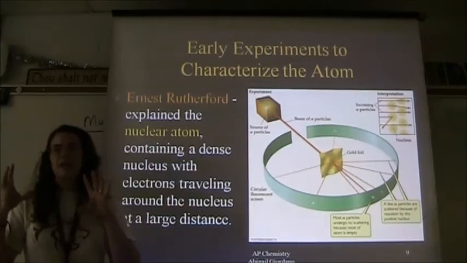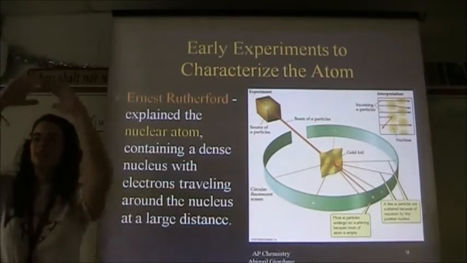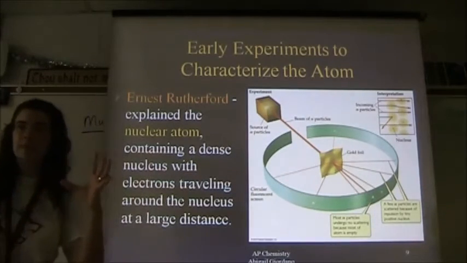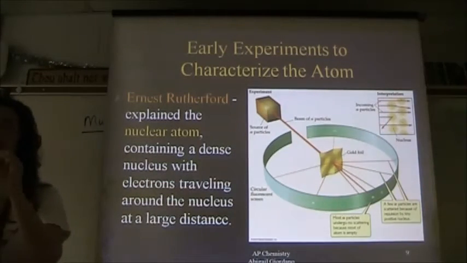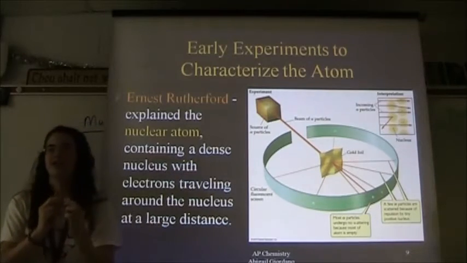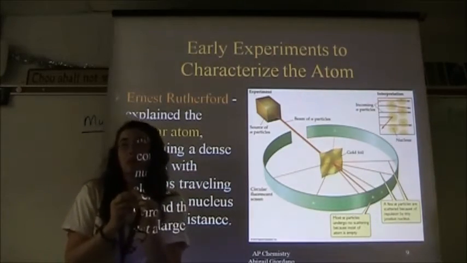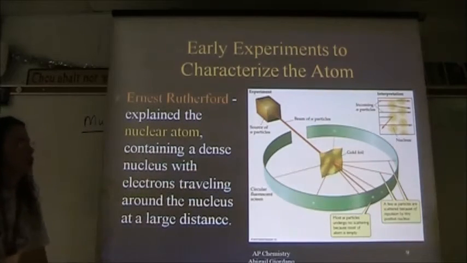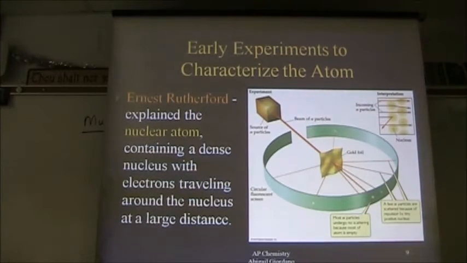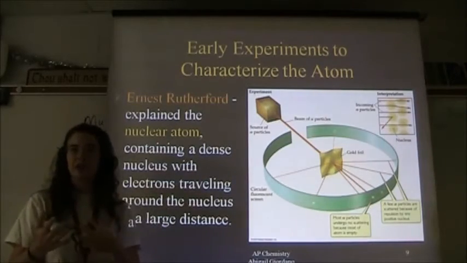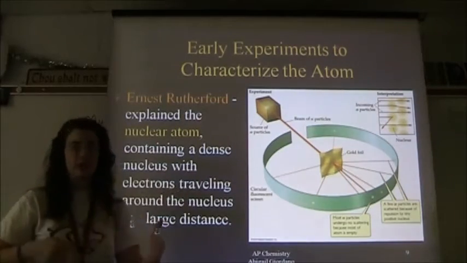I looked up an analogy for this, and it said if the size of an entire atom is the size of Earth, the size of the nucleus would be about the size of a football stadium. Pretty small. All right, so the second observation that we get is that a small fraction of these alpha particles did not pass straight through.